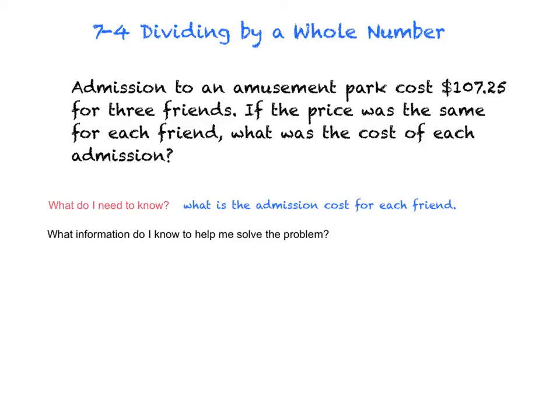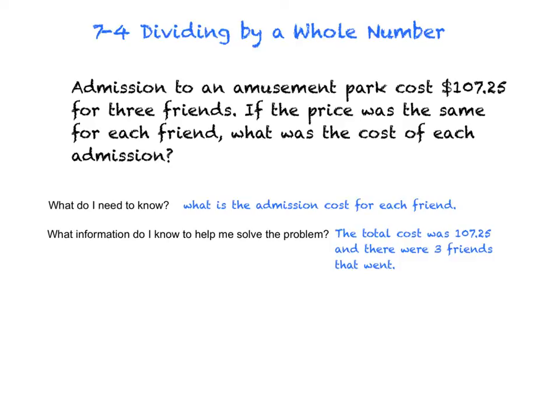Now let's move on. I need now to find out what information do I have or do I know that will help me solve the problem. Because now I know what I need to find out or what I need to know, the next thing is, what information is around there to help me figure this problem out. So let's take a look at our word problem and let's think of what's some information that's there that will help me figure out this word problem.